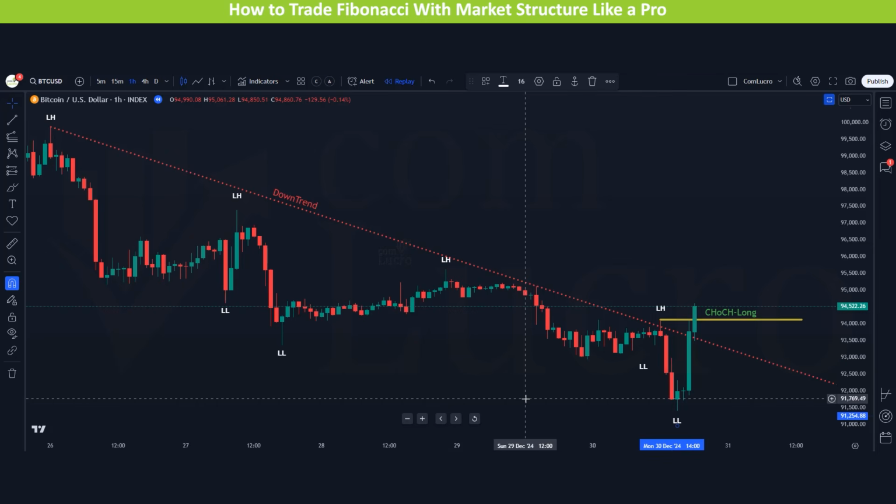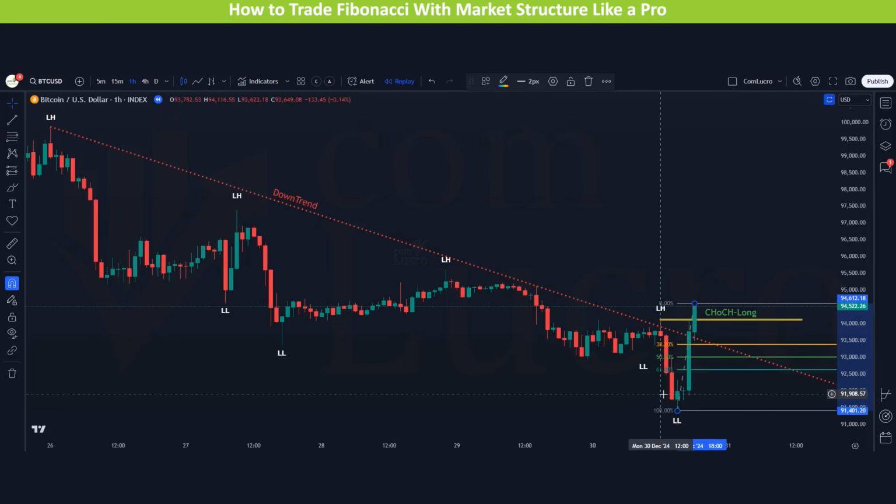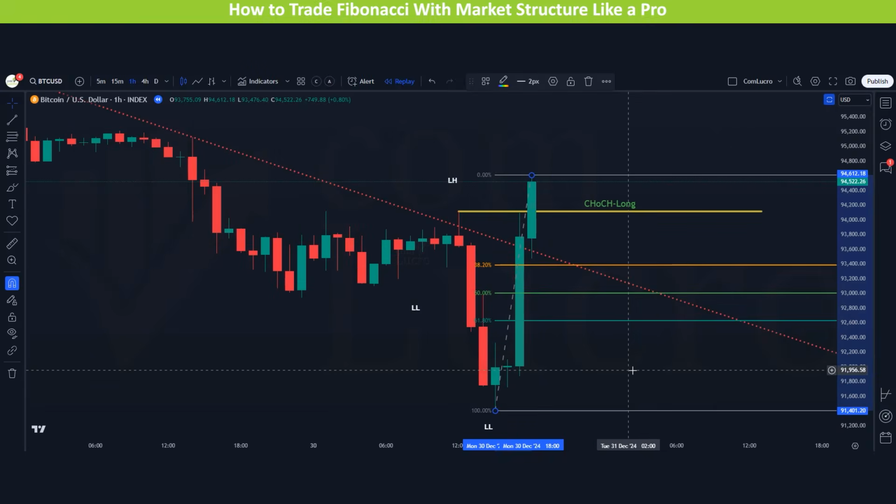In the next step, once the CHoCH confirms a possible shift from a downtrend to an uptrend, I'll draw the Fibonacci retracement directly on the chart. This is essential for mapping the key levels we'll use to plan potential entries and exits. Keep in mind that the retracement isn't fixed. It has to be adjusted as the chart evolves.